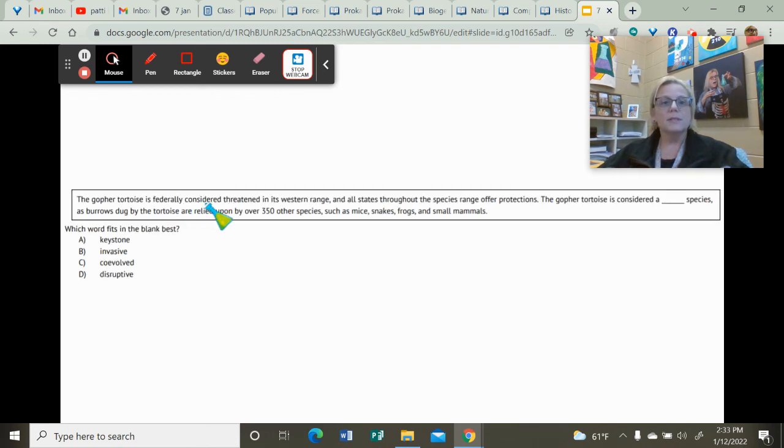The gopher tortoise is federally considered threatened in its western range, and all states throughout the species range offer protection. The gopher tortoise is considered a blank species, as burrows dug by the tortoise are relied upon by over 350 species, such as mice, snakes, frogs, and small mammals. Again, keystone species. So if you have a question where you're talking about one thing is so very important to many other things, then it is going to be a keystone species.